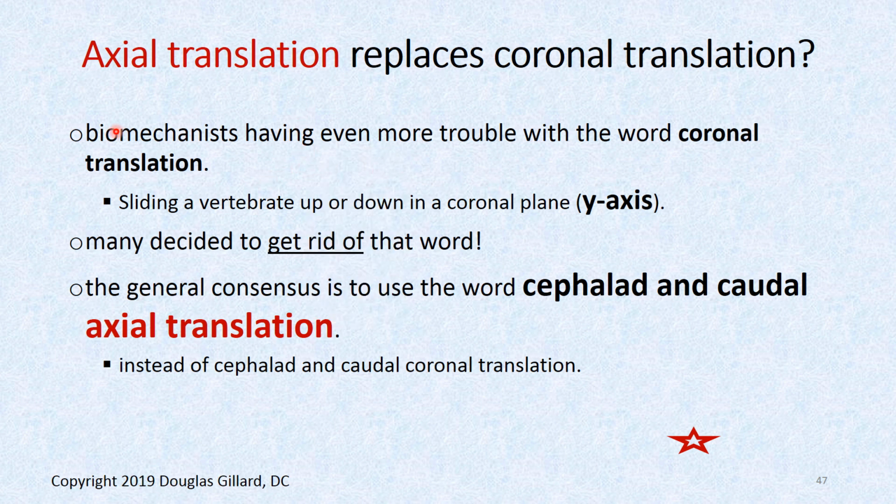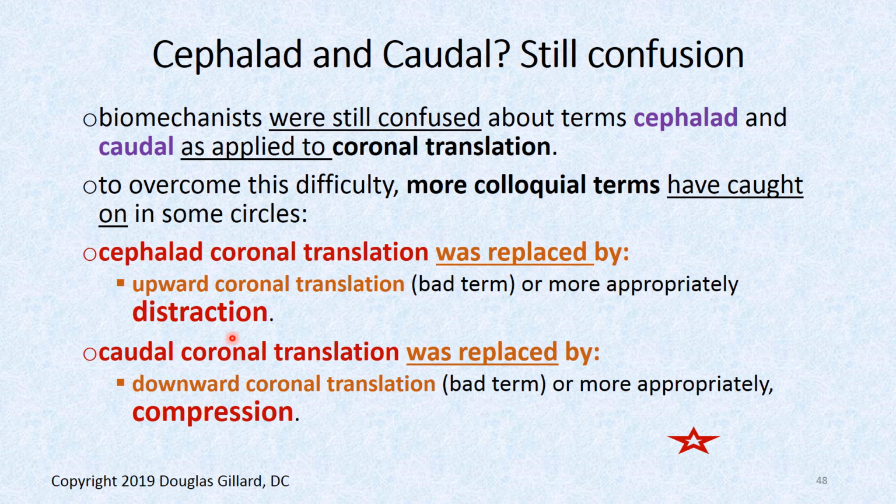So some biomechanics are having trouble with the word coronal translation. So sliding of a vertebra up or down the y-axis is what they did. So they decided to get rid of the word. Instead, the general consensus is to use the word cephalad or caudal axial translation, which I think is terrible, but it doesn't matter what I think. So, aka, axial translation is an aka for coronal translation. Got it? More confusion. Caudal versus cephalad. They didn't remember their embryology, I guess.